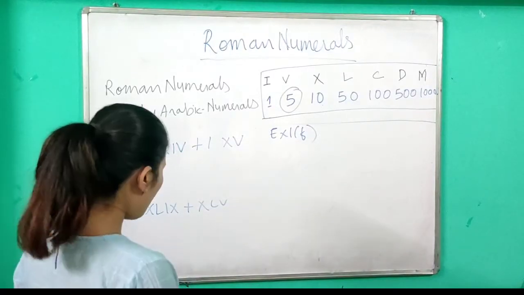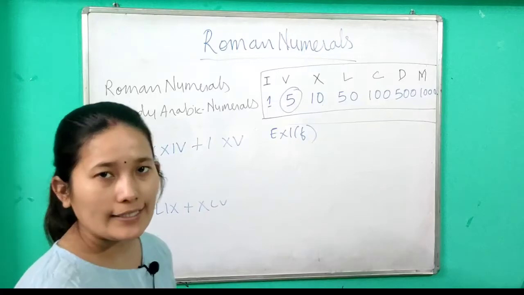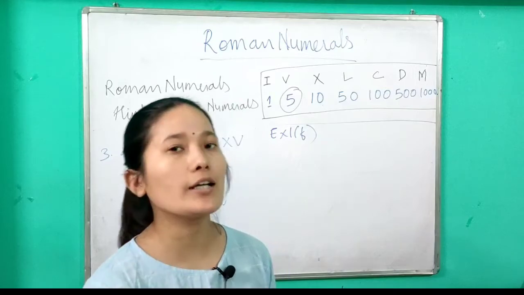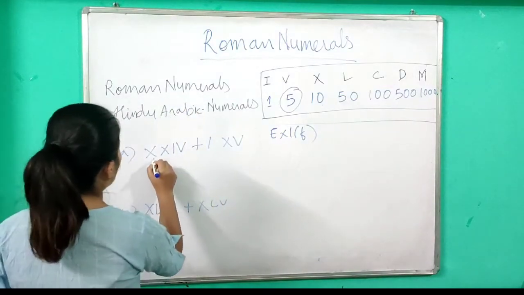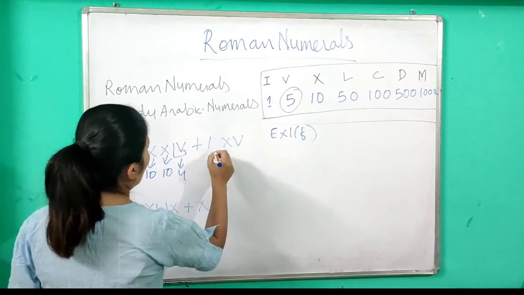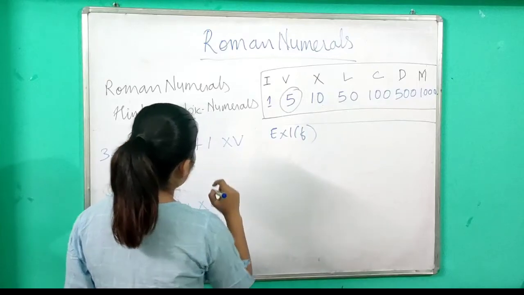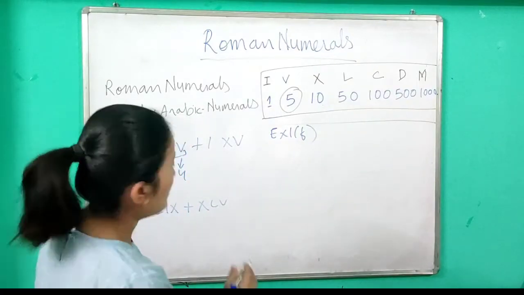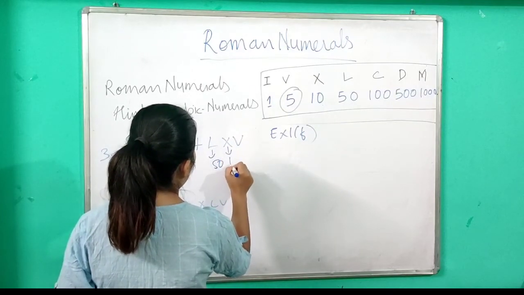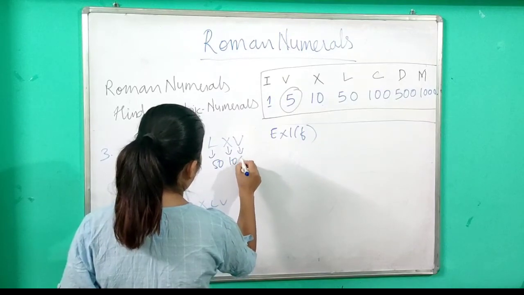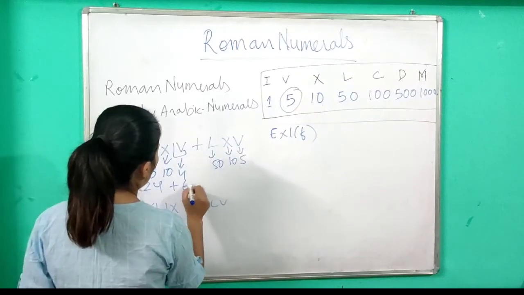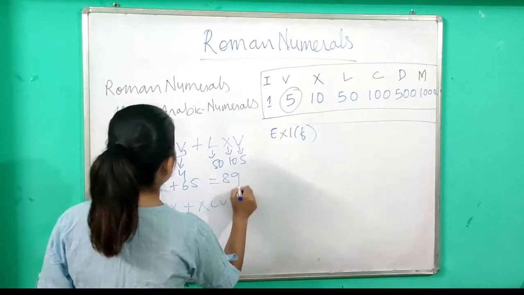Now let us do the next exercise. Here you are given Roman numerals. You first need to convert them into Hindu Arabic numerals, add them up, then again convert the result into Roman numerals. So X is written as 10, this is also 10, together it is 24 plus this L X V, where L means 50, X means 10, and V is 5, so 65. So it would be 24 plus 65, which is 89.